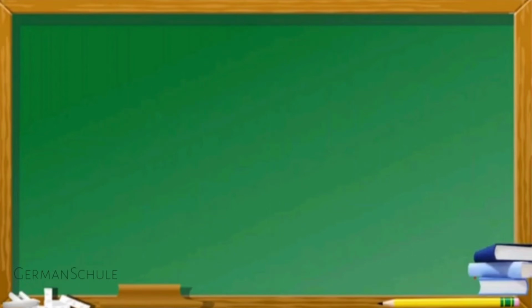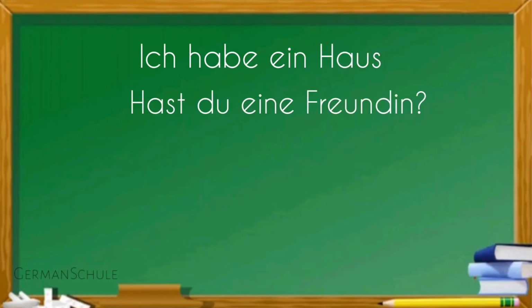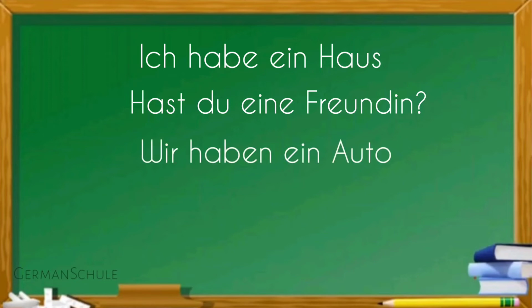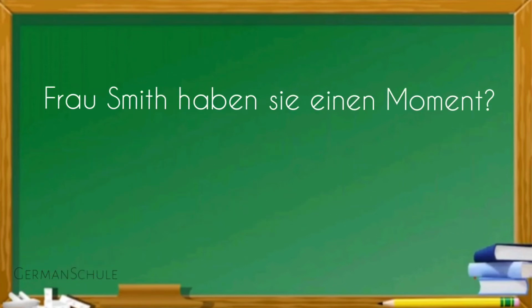Now, let's look at the sentences where haben is conjugated and being used as verb. Ich habe ein Haus. Hast du eine Freundin? In each sentence, please notice the verb being conjugated and the subject. Wir haben ein Auto. Habt ihr Kinder? You can always check the table for conjugation according to the subject. Frau Smith, haben Sie einen Moment?